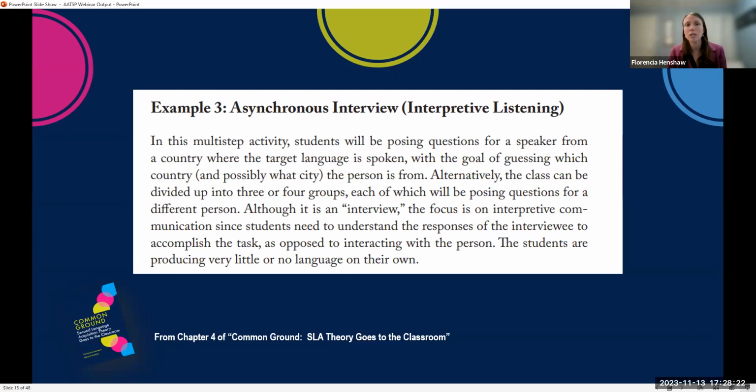the answer. So the student needs to then prepare a short report, which can be done in the shared language, English, for example, in the US. And then the student is just demonstrating that they're understanding the language. So even though it may look like an interview because there was a question and answer, this is entirely interpretive communication.